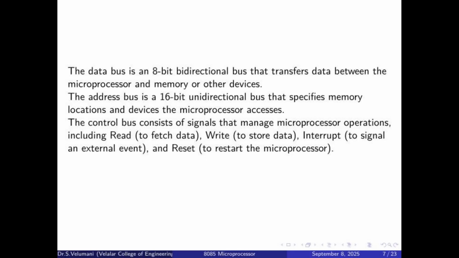The control bus consists of signals that manage microprocessor operations including read, that is to fetch data, write, that is to store data. Similarly, interrupt to signal an external event and reset to restart the microprocessor.